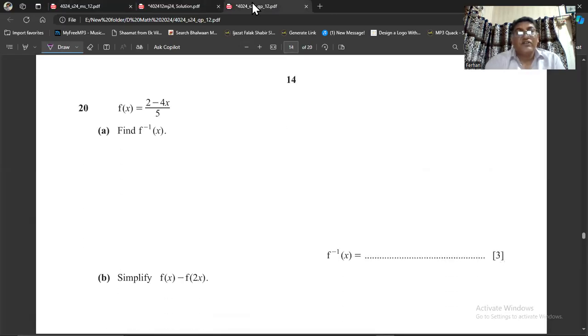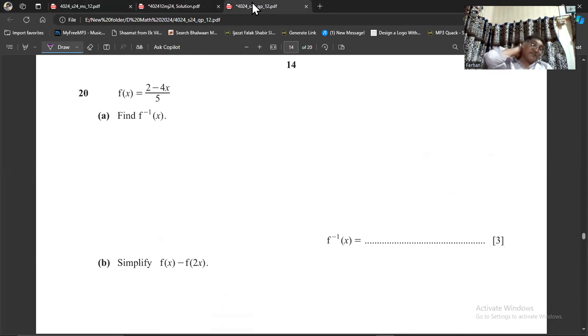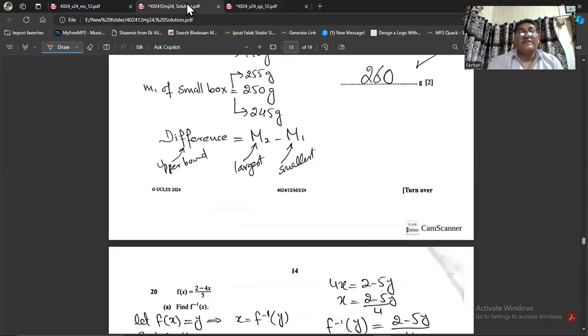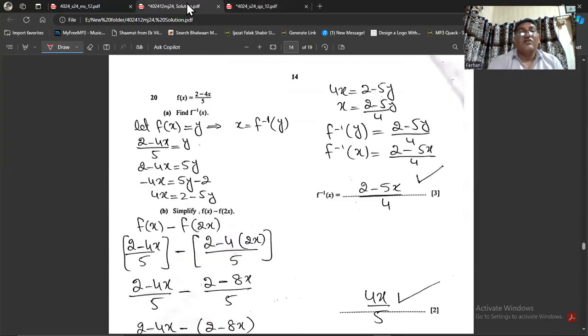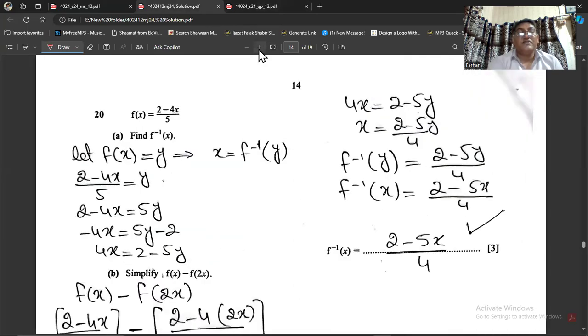Okay, so we are going to question number 20. It says f of x is equal to 2 minus 4x, the whole thing divided by 5. So first of all, we want to find the f inverse of x. Very simple. First of all, I will suppose that f of x is equal to y. Look at this methodology. Let f of x equal y, which means x is equal to f inverse of y.